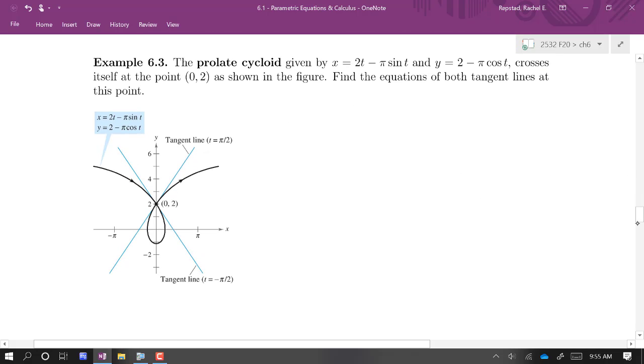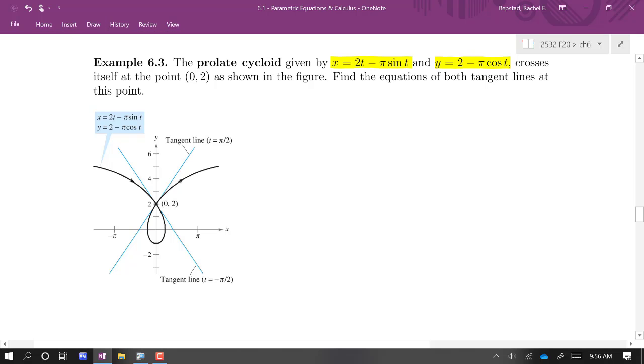All right, let's try another one. This graph here, they've given us a graph. This is a prolate cycloid, and it's given by these two equations. Here's our x equation, 2t minus pi sine of t, and y is 2 minus pi cosine t.